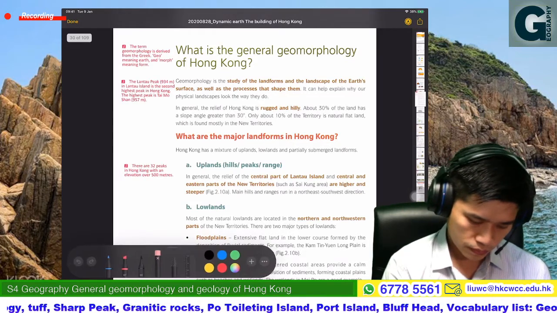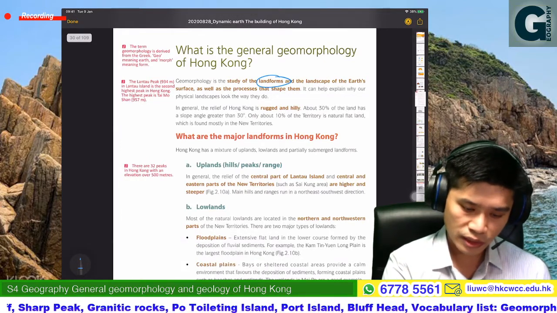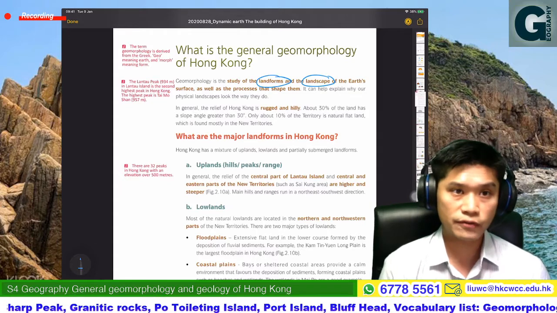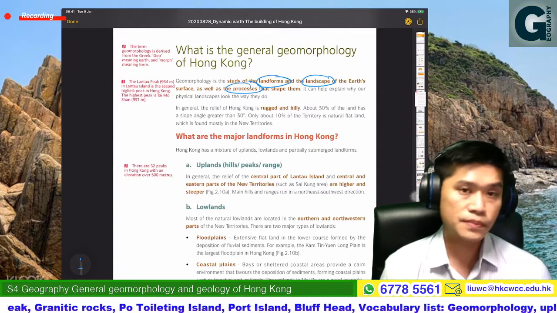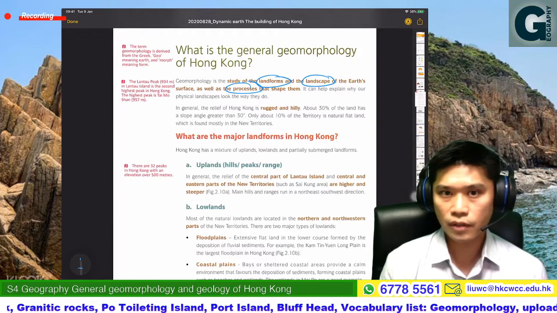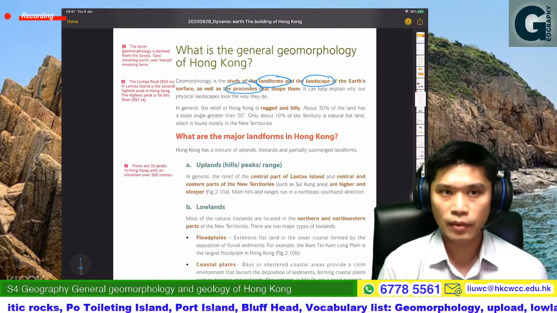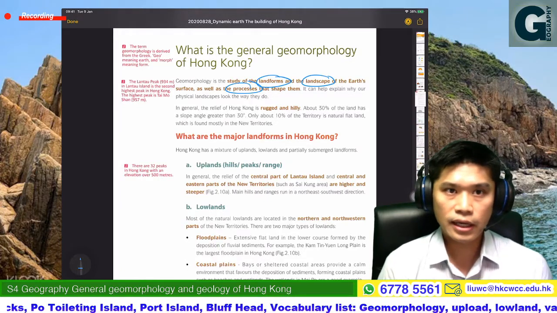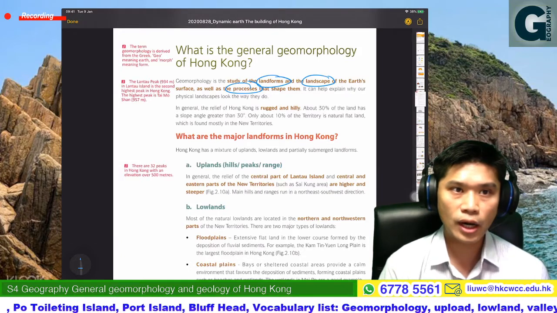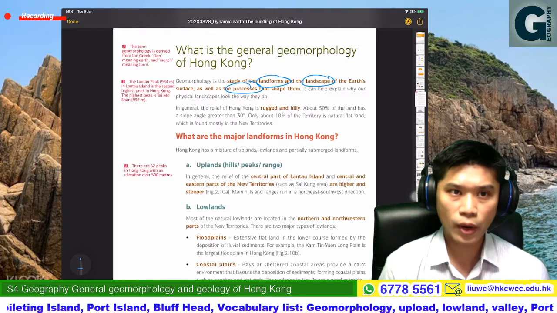landforms, and also the landscape of the Earth's surface, as well as the processes that shape them. So therefore, we are going to talk about what the landscape is and how these landscapes are formed. It can help explain why our physical landscape looks the way it does.